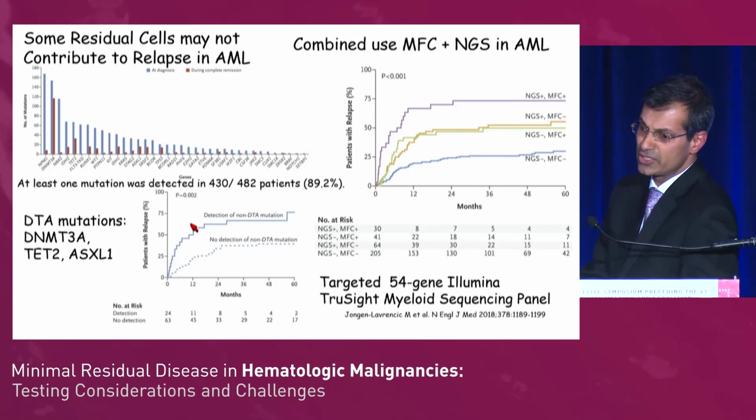the DTA mutations, which are mutations in DNMT3A, TET2, or ASXL1, which are associated with hematopoiesis-related clonal issues. And what you can see here is that in patients with CHIP, these mutations may not necessarily subsequently predict the incidence of relapse or recurrence of the disease. And it's the non-DTA mutations that are actually responsible for relapse.